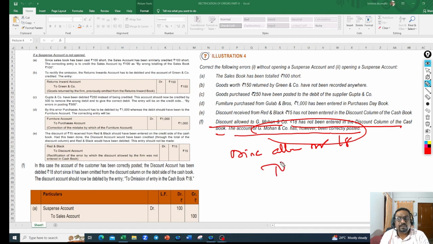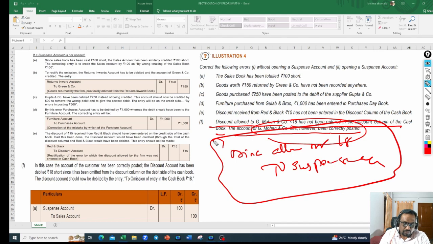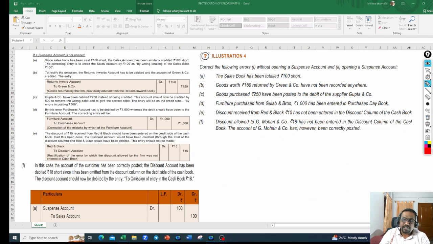Which account am I supposed to credit? Since I did not post this in discount allowed account, to that extent, I would have got a difference in my trial balance. That difference would have been posted to suspense account. Since it has been posted to suspense account on the debit side, that has to be rectified. If I want to rectify the debit of suspense, I need to credit it. So to suspense account, credit. This is how you need to post an entry. Are you clear? So this is how the entries are supposed to be posted.